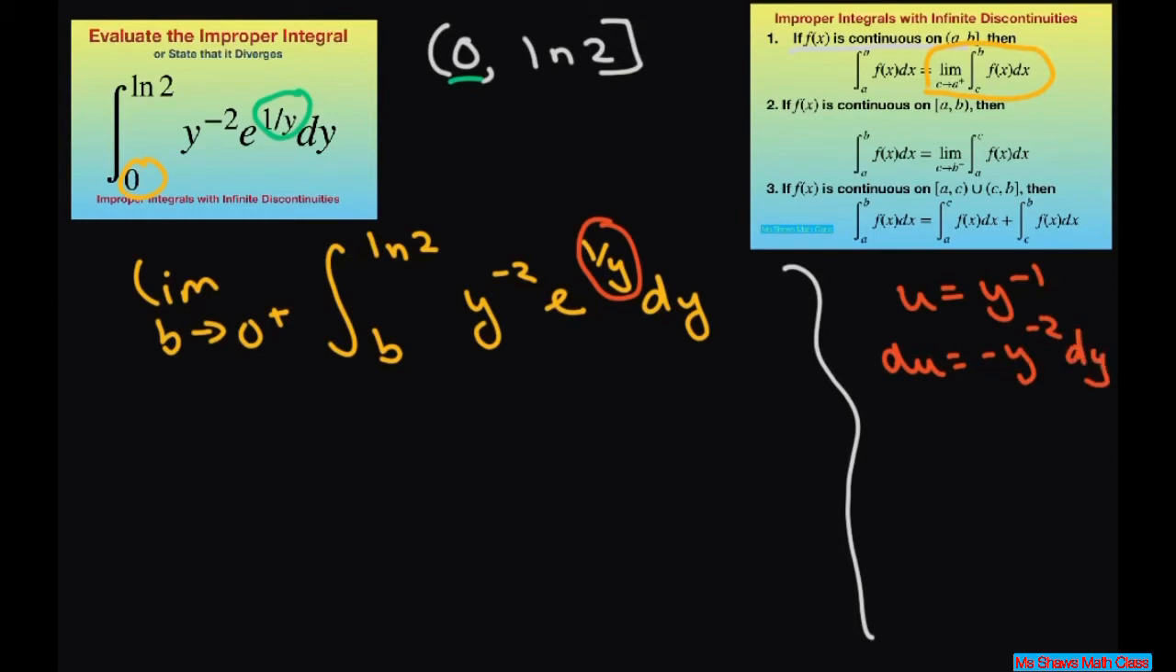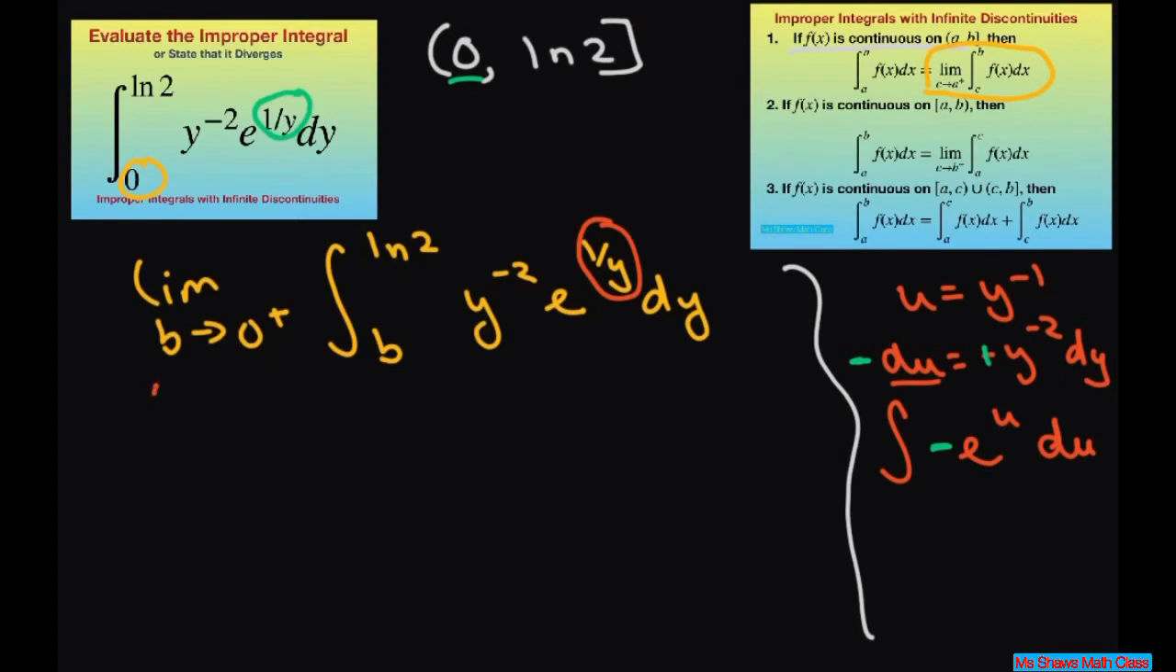So if you rewrote this just as a normal integral, this would be e to the power of u du. But we don't have a negative, so I'll put a negative here and make that positive. So this is going to be negative. All right, so that's your integration part.